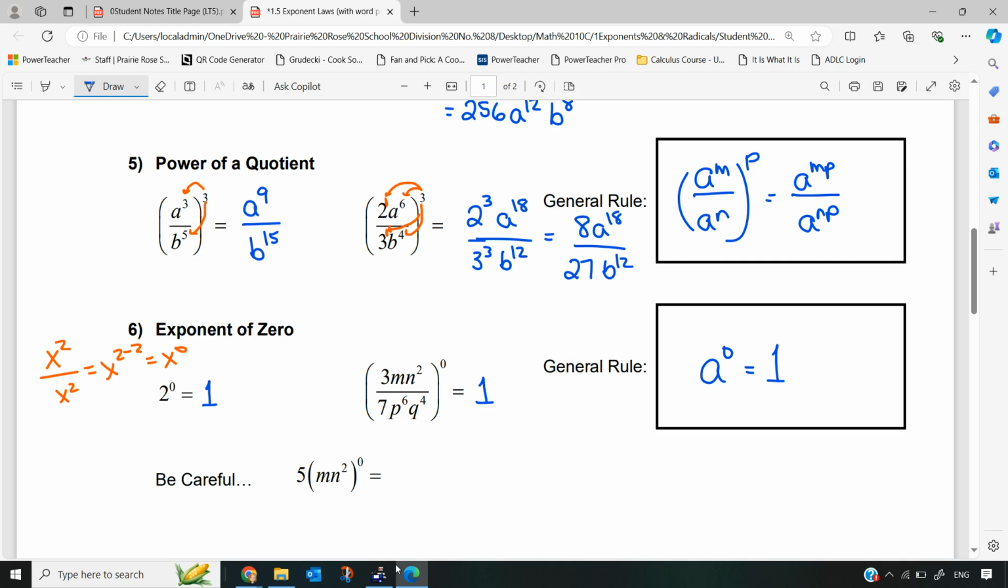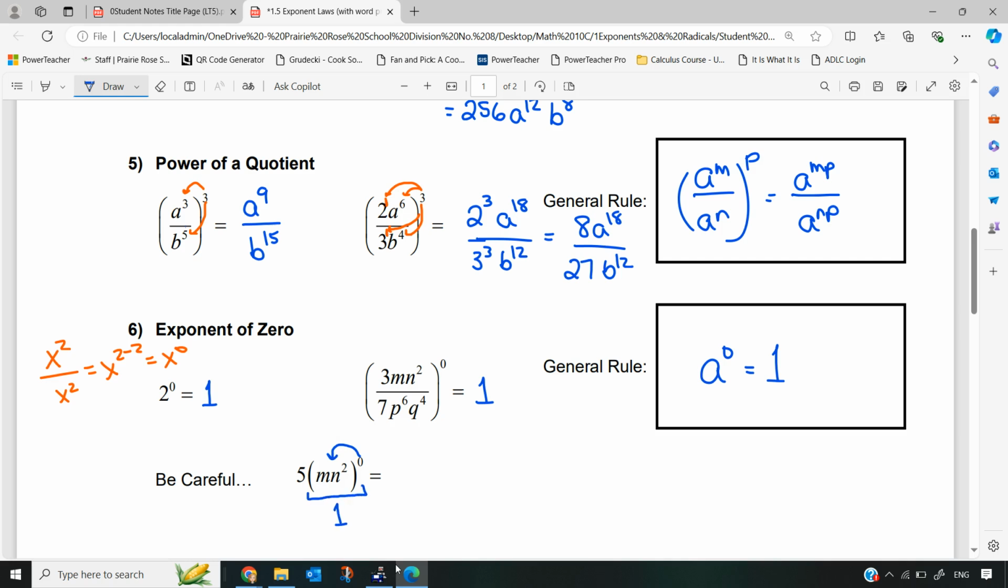If you look above, I had 3mn squared divided by 7, p to the 6th, q to the 4th, all in brackets, and then put to the exponent of 0. That equaled 1. But down here, I have 5 and then a bracket, mn squared, close the bracket, raised to the 0. That means the 0 is only applying to what's in the brackets. So this part in the brackets is 1.